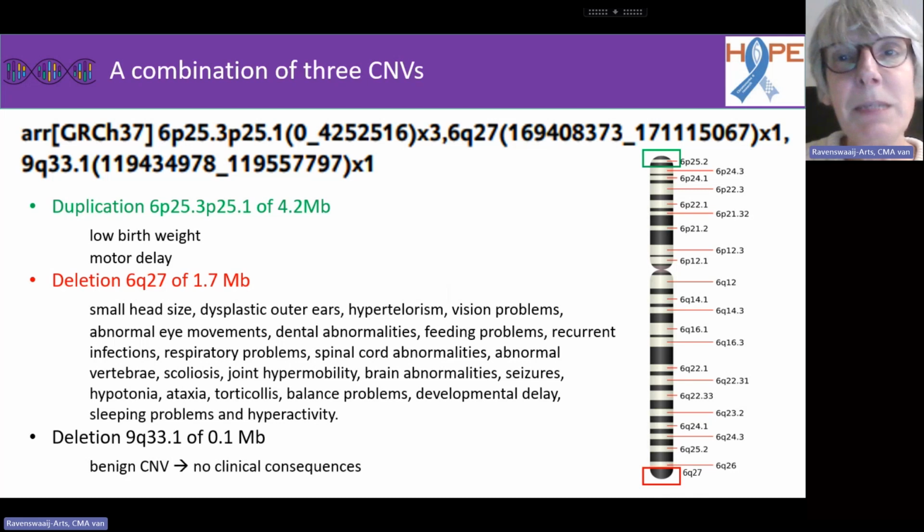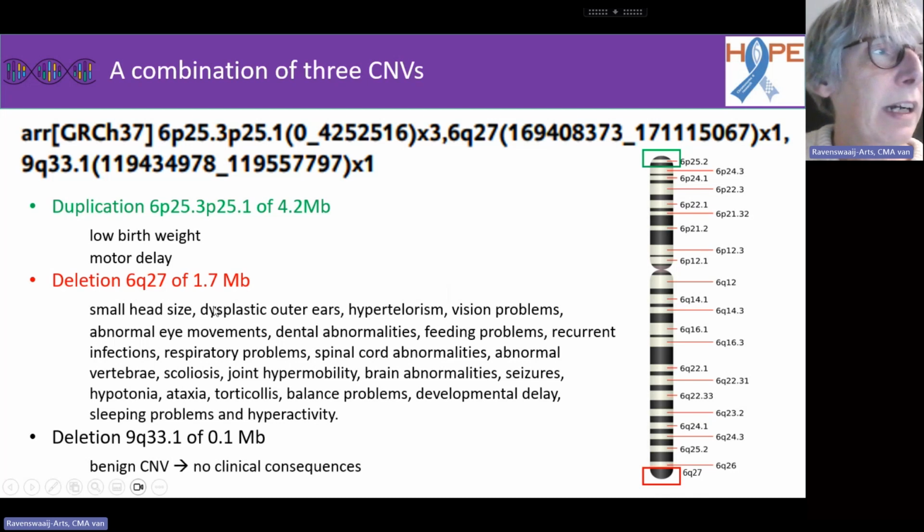Okay, let me explain to you what this means. The duplication has a size of 4.2 megabases. And we know that these kinds of duplications result in low birth weight and motor delay. The deletion is smaller, but because the deletion is genetic material missing, it has a more severe effect than the duplication on 6p.